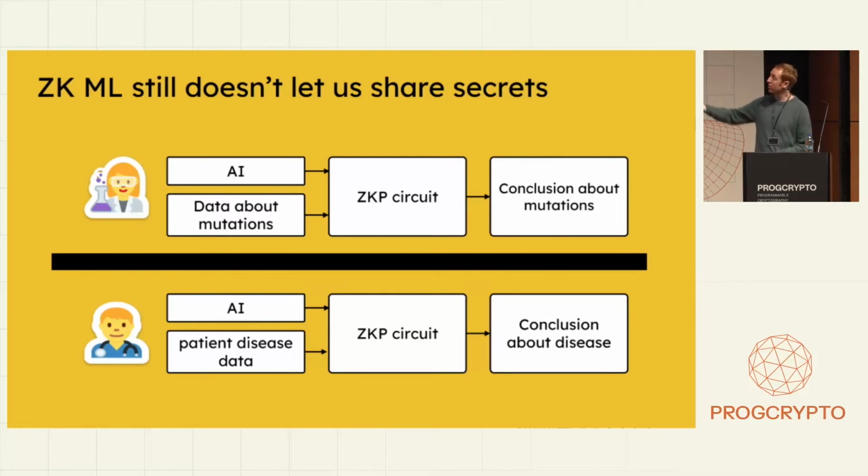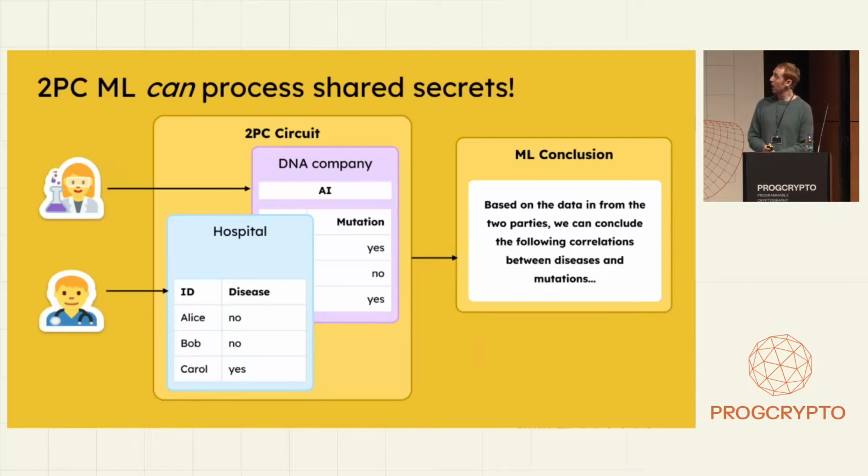So the researcher is able to make proofs about the data that they have with their machine learning algorithm, and the hospital is able to do the same, but they're not able to work together. So another thing that we can do is we can put the AI model inside of the 2PC. So we can have the data be provided and encrypted and computed on in this encrypted format. So we're able to ask more complicated questions.